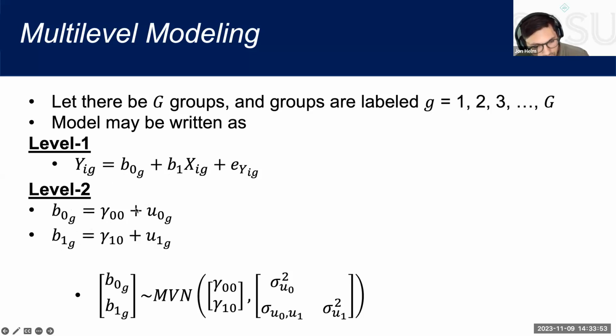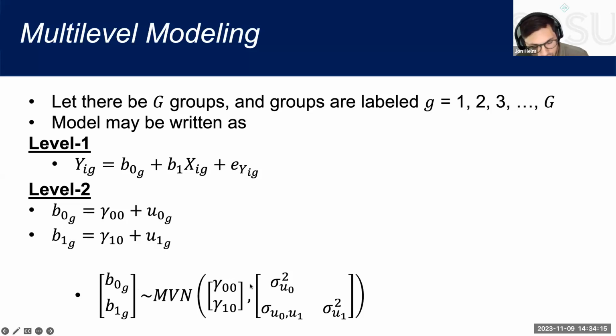So in this case, I'm not actually predicting them. Instead, I'm just estimating what we call a fixed effect, right? So this gamma 0,0 is going to just be the average across all the intercepts. And then this U0G is a deviation above or below that. And this gamma 1,0 is the average across all the slopes. And so what we end up assuming is that this B0G, B1G follows a normal distribution.